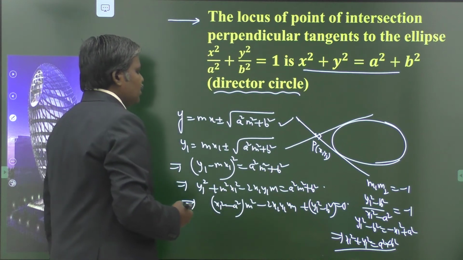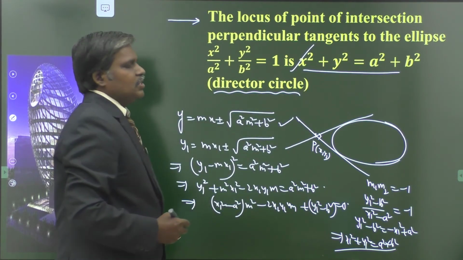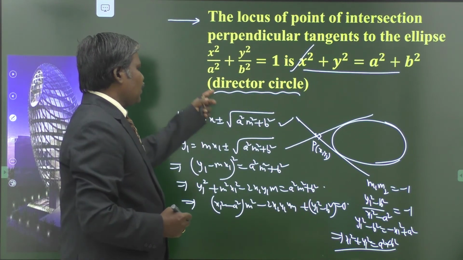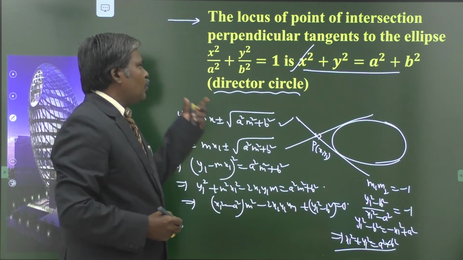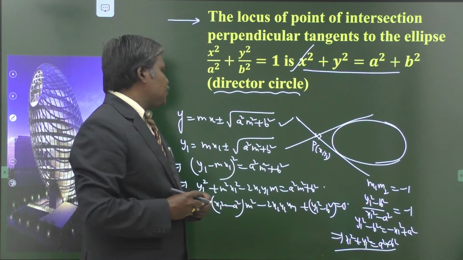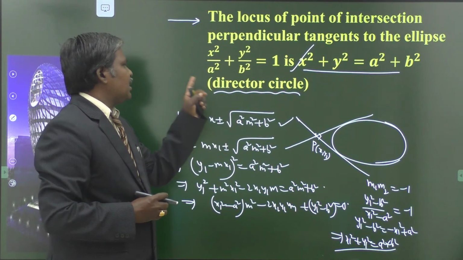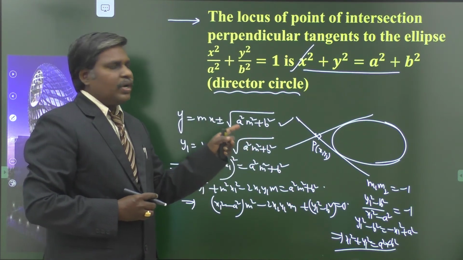Therefore, what is the locus of (x1, y1)? x square plus y square equals a square plus b square. This is your required locus. So the locus of point of intersection of perpendicular tangents to the ellipse is what, my dears? x square plus y square equal to a square plus b square. That is called the director circle. What is the proof?